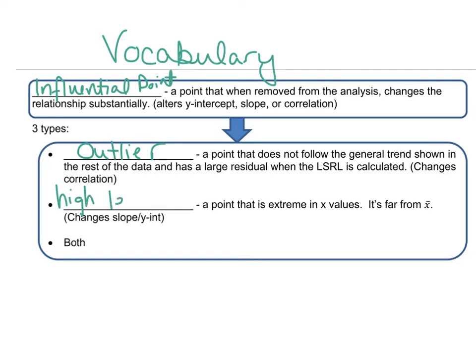Then we have high leverage points. So these are the ones that are extreme in their x values. They're far away from x bar. And what it does is it really changes your slope and your y-intercept. Think of that idea of the teeter-totter. It's really going to pull that least square regression line down or up. And then we could have a third type, which would be influential points that are both outliers and high leverage.